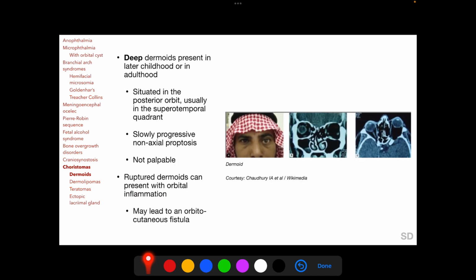Deep dermoids present in later childhood or in adulthood, and they are situated in the posterior orbit, usually in the superotemporal quadrant. So here we have a patient with a deep dermoid in the posterior orbit in the left eye, resulting in non-axial proptosis of the left eye. So deep dermoids present with a slowly progressive non-axial proptosis, and these are usually not palpable. Dermoids can rupture and then present with orbital inflammation, which may lead to an orbitocutaneous fistula.